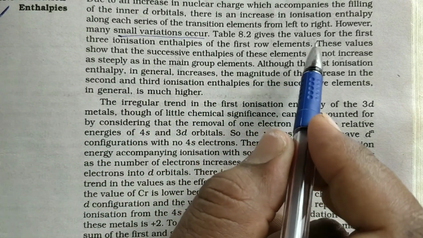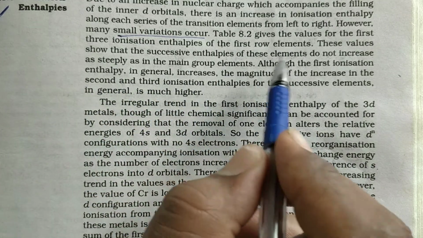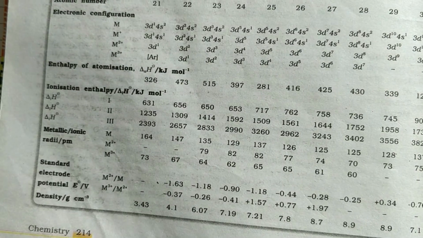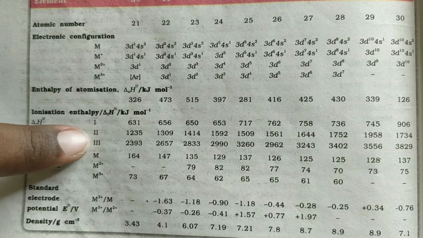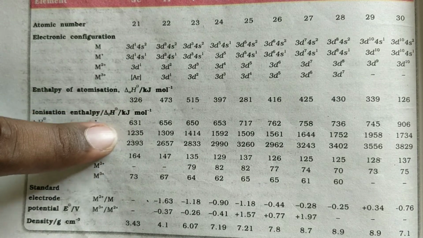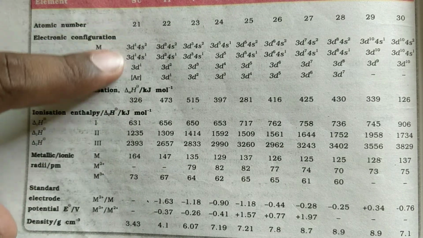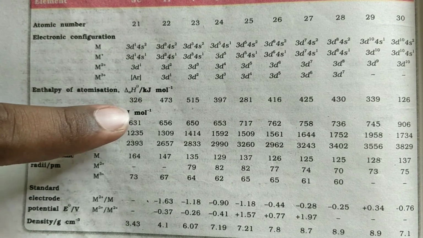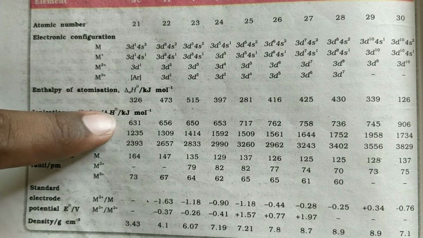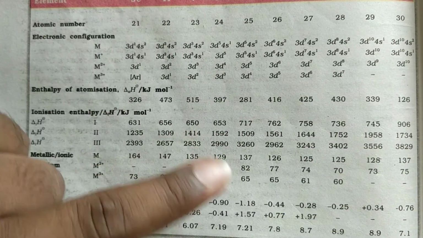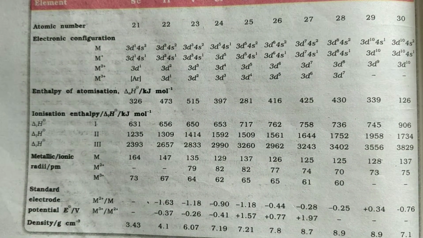Table 8.2 gives the values for the first three ionization enthalpies of the first row elements. See, this is the tabular column which was given in your textbook. By using the values of this table only, I have explained till now. But by writing like this, slight confusion will happen. So I wrote neatly along with every element and I explained. These are the values I mentioned. Okay?